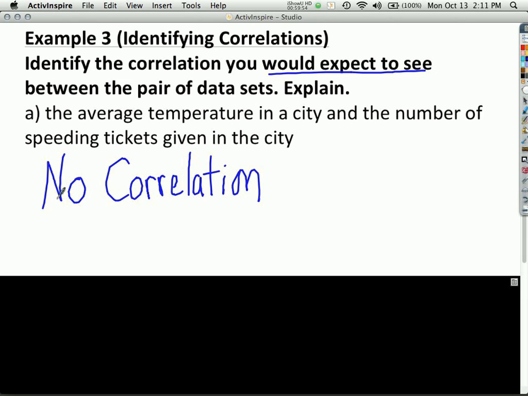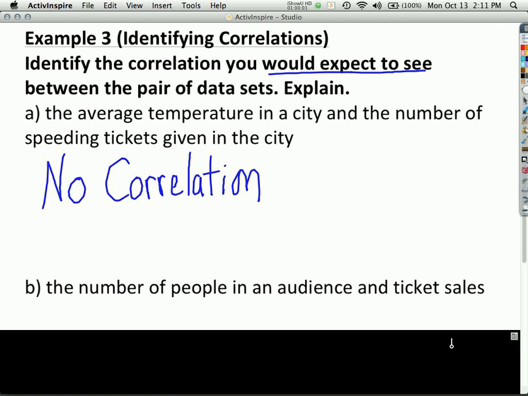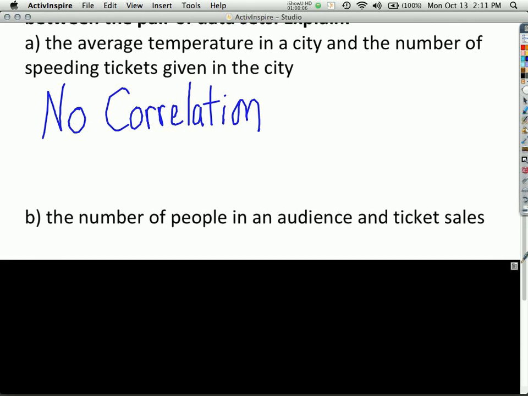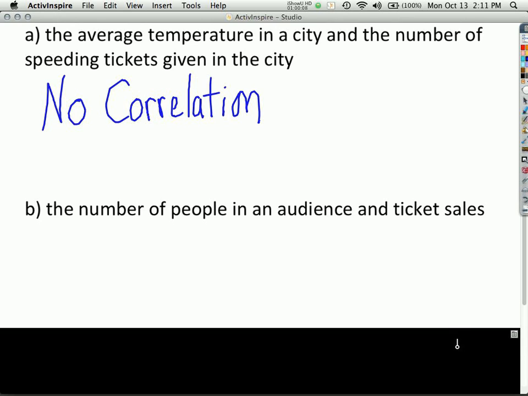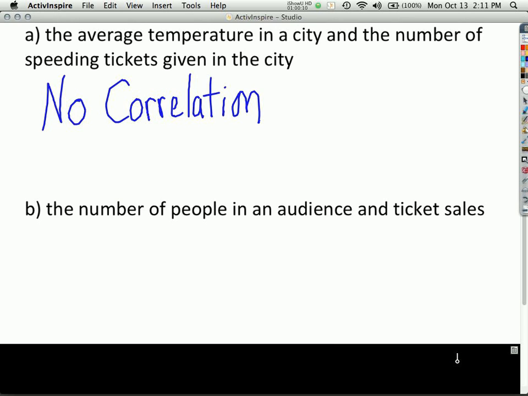Melinda, does that make sense the way I'm explaining it? Good. Anyone have any comments or questions? All right, let's look at another one. The number of people in an audience and the ticket sales. So, think to yourself, would that be positive, negative, or no correlation? What do you think? Let's do a survey this time.